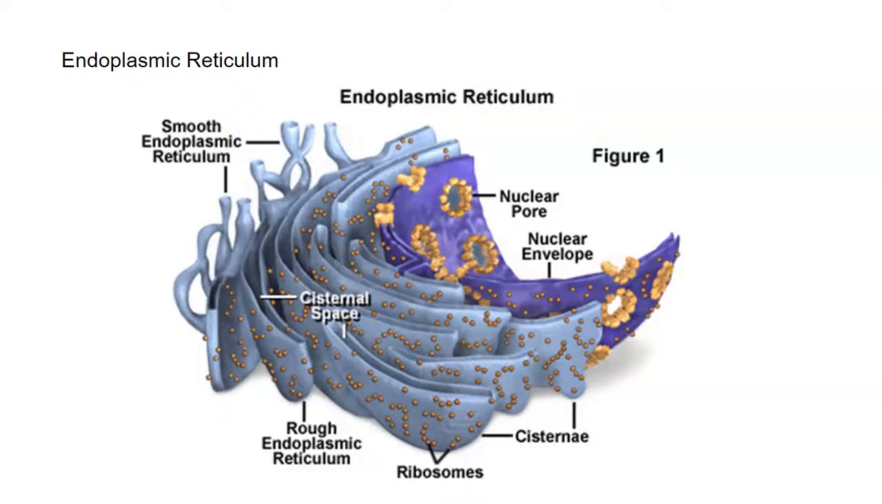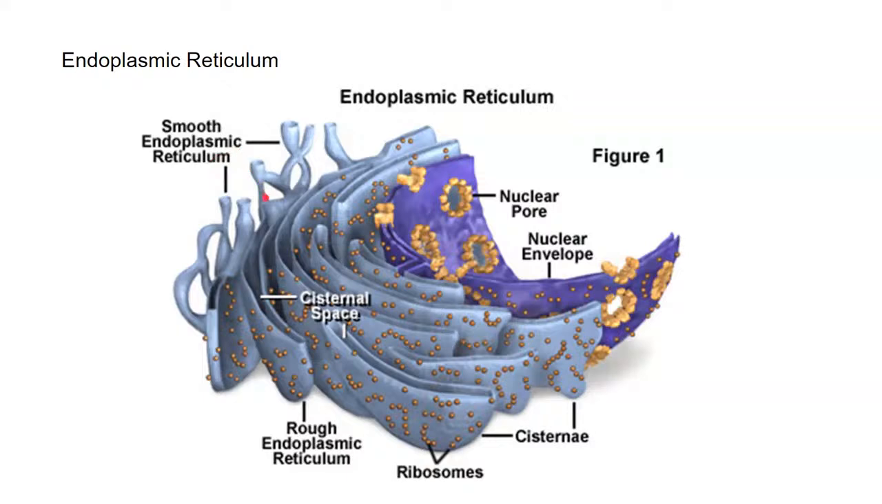Essentially, we have two kinds of endoplasmic reticulum. If you look here carefully, we have a form of endoplasmic reticulum that is smooth and another form that is rough.